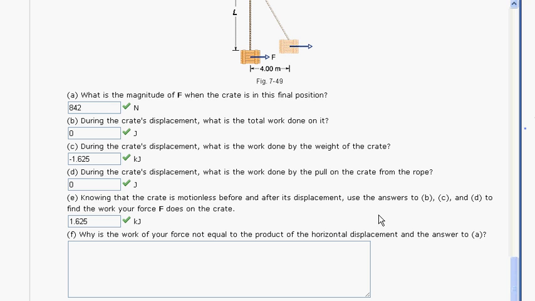So it's not a constant force. That's why you can't just multiply. That's it. So there you go. That's problem 5, and that's the whole assignment.